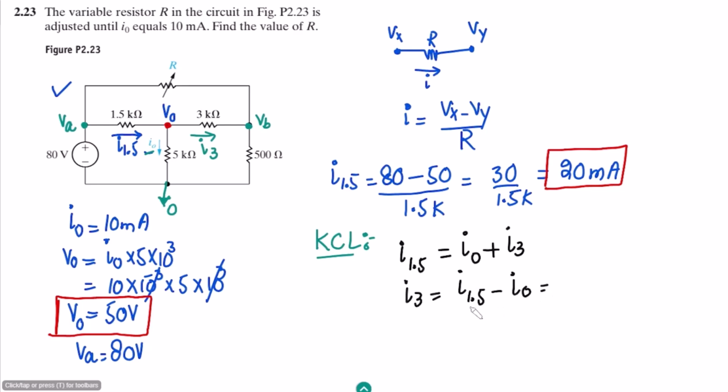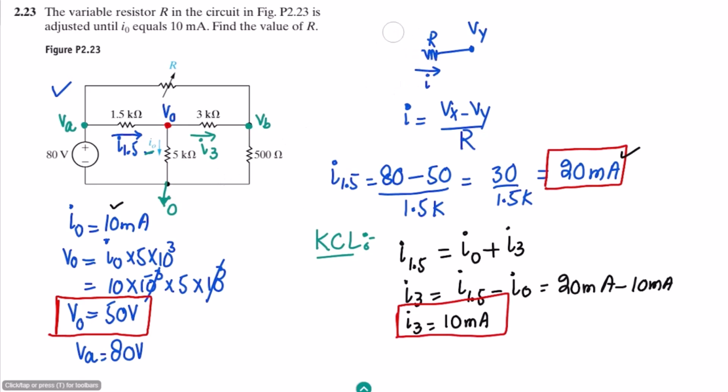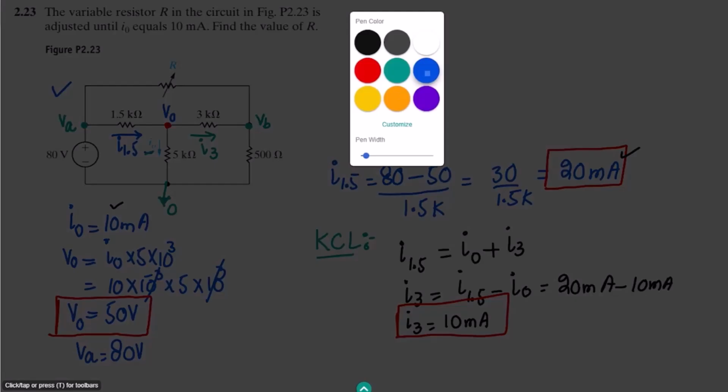Okay, let me put these values. So I1.5 is known, that is 20 milliamps, and I naught is also known, that is 10 milliamps. Okay, so the value of I3 is now 10 milliamps. This current is also known. Let me underline it as well. So these currents are known. Let me remove this one. So these things are now known.